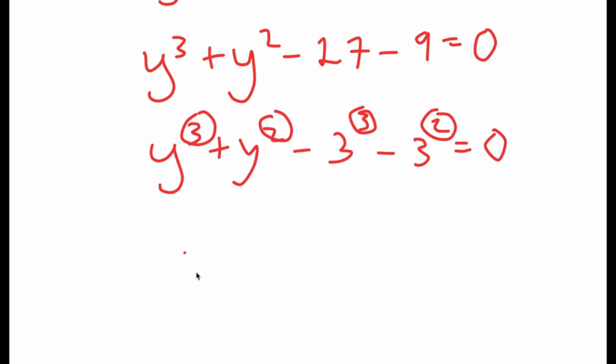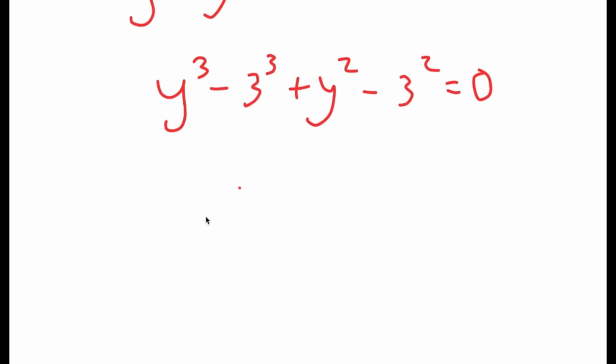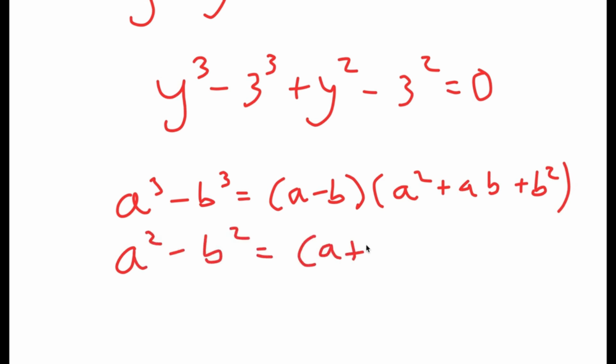So what I'm going to do is I'm going to group y to the power of 3 and negative 3 to the power of 3. I'm going to group y to the power of 2 and negative 3 to the power of 2. Now, there's two different properties I'm going to use here. I'm going to use a to the power of 3 minus b to the power of 3 is equal to a minus b times a squared plus ab plus b squared. And I'm also going to use a squared minus b squared is equal to a plus b times a minus b.